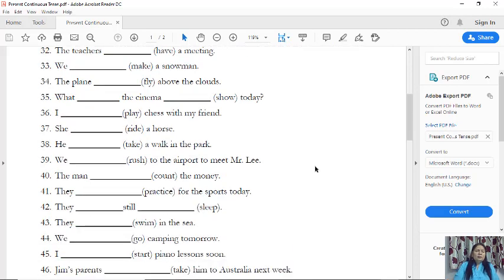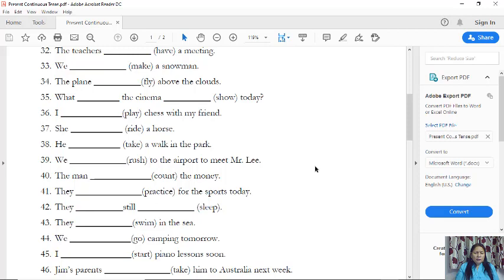Then, I am playing chess with my friend. She is riding a horse. He is taking a walk in the park. We are rushing to the airport to meet Mr. Lee. The man is counting the money. They are practicing for the sports today. They are still sleeping. They are swimming in the sea.